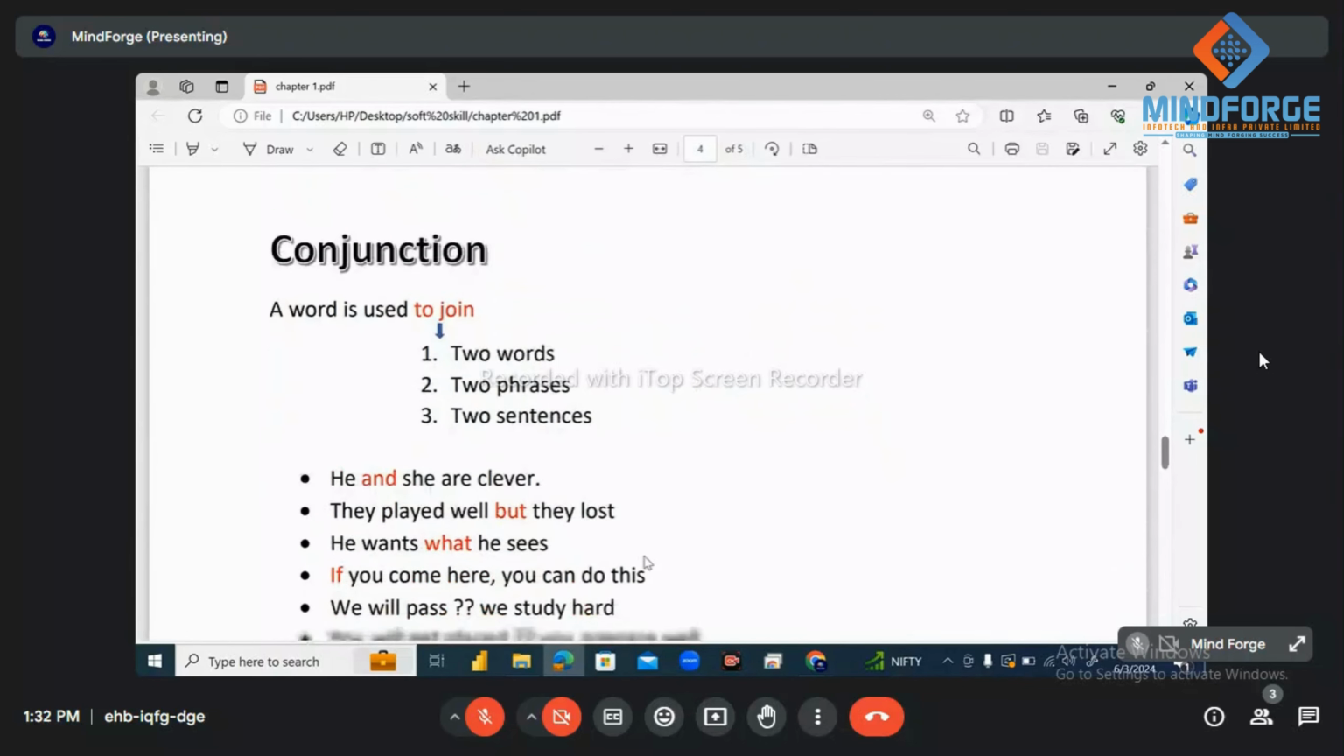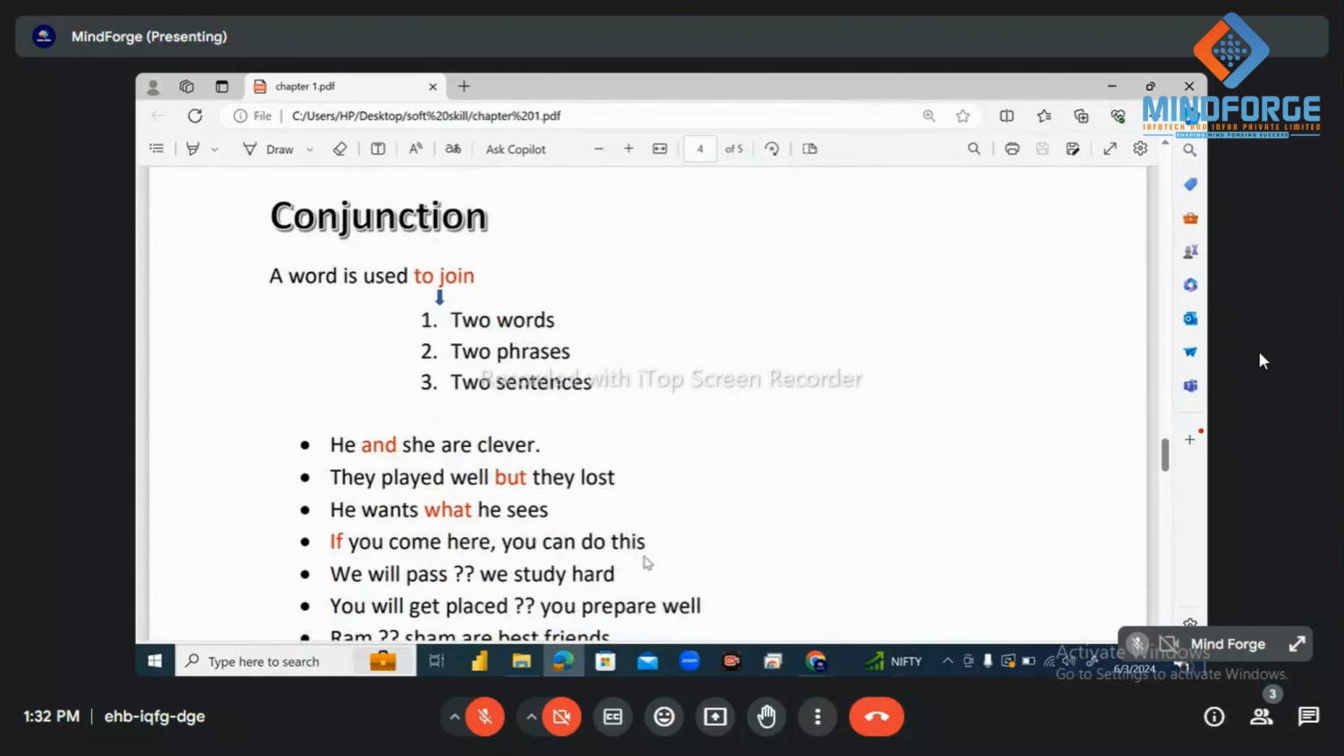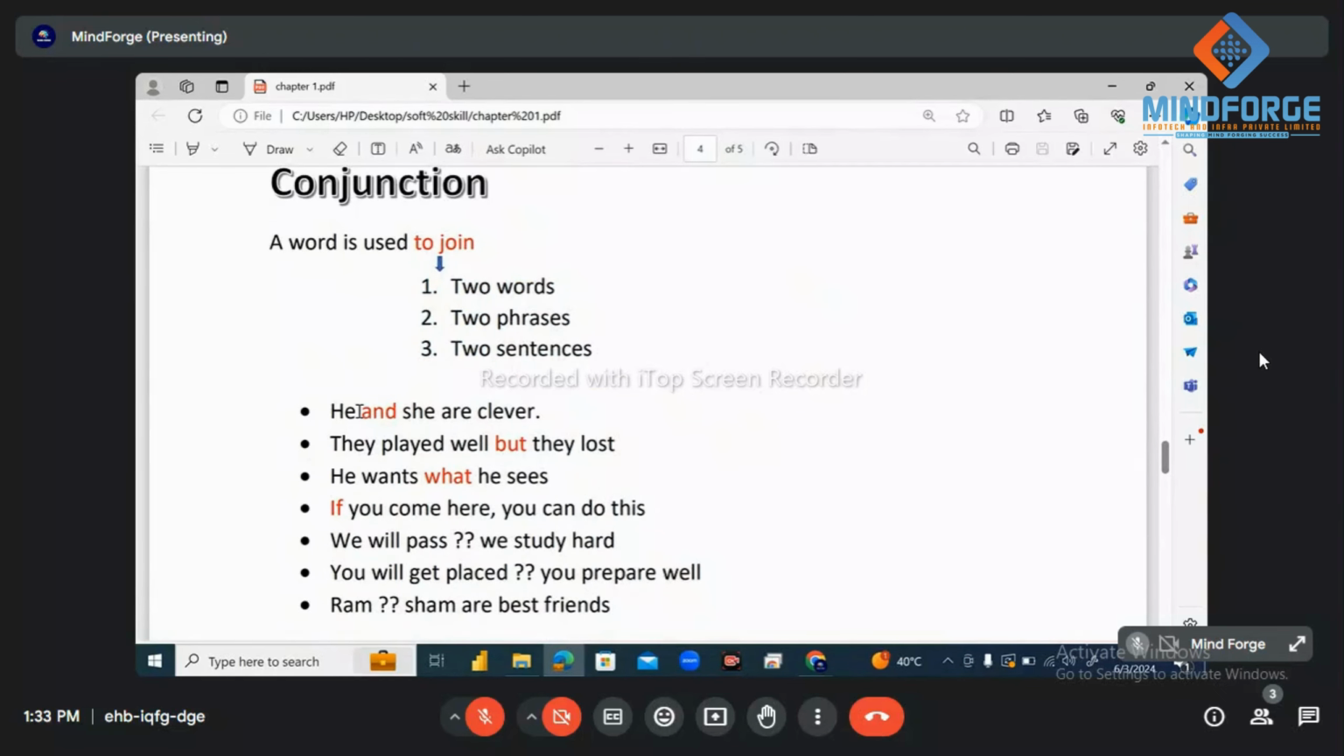Okay, now let's discuss conjunctions. What is a conjunction? A conjunction is a word used to join two words, two phrases, or two sentences. Okay, with the help of conjunctions we can join any of these. It will get clear once we see the examples. Okay, let's see. He and she are clever. Now see, the conjunction used in this sentence is and, which is used to join two words, that is he and she.